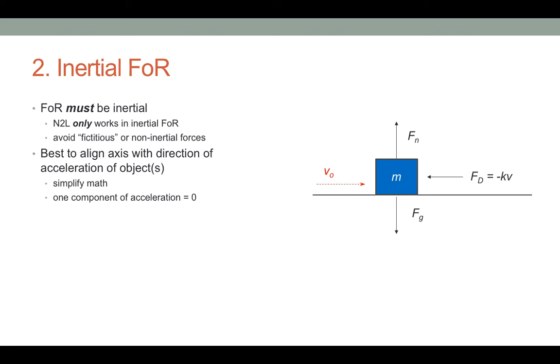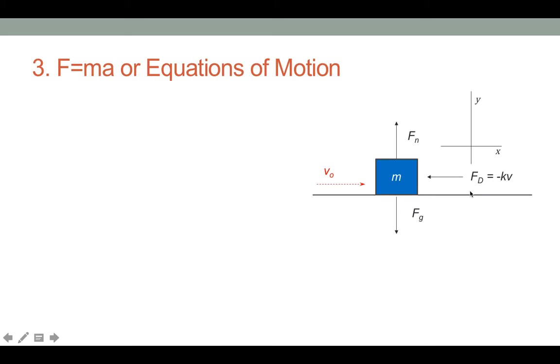We also do have to pick a frame of reference, and we're going to do something very conventional. We're just going to attach our frame of reference to the ground and put the x-axis parallel to the ground and the y-axis perpendicular to it. Now we're going to just apply F equals ma to get the equations of motion.